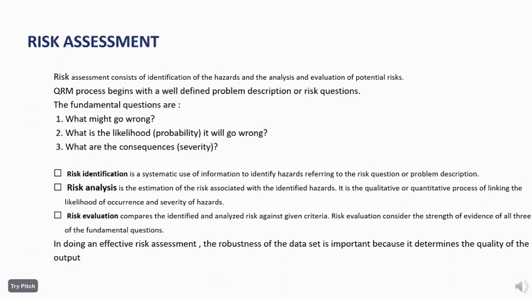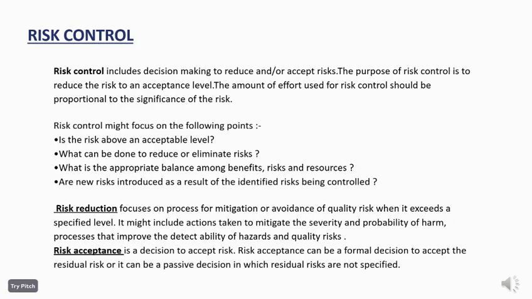The next one is risk control. Risk control includes decision making to reduce or accept risk. The purpose of risk control is to reduce the risk to an acceptable level. Risk reduction focuses on the process for mitigation or avoidance of quality risk when it exceeds a specified level. It might include actions taken to mitigate the severity and probability of harm, and processes that improve the detectability of the hazards and the quality risk.